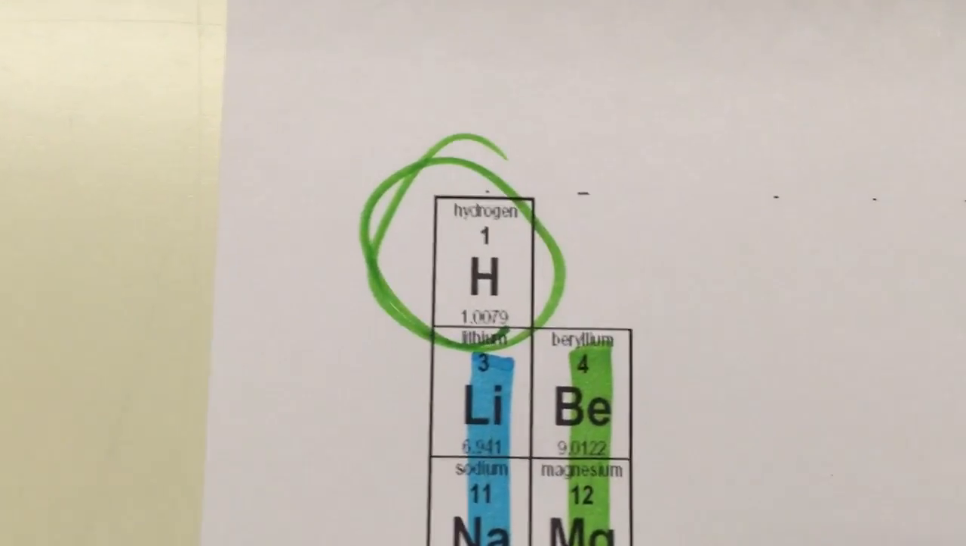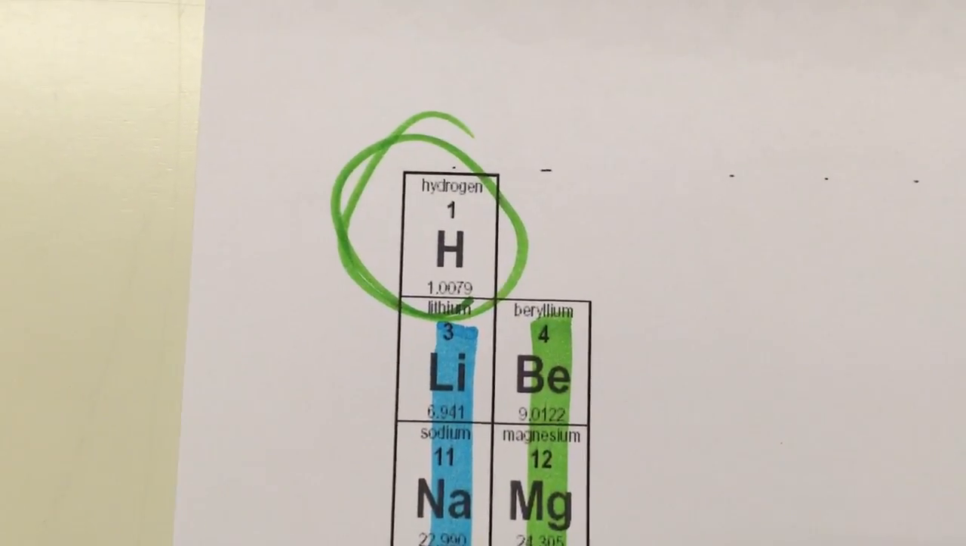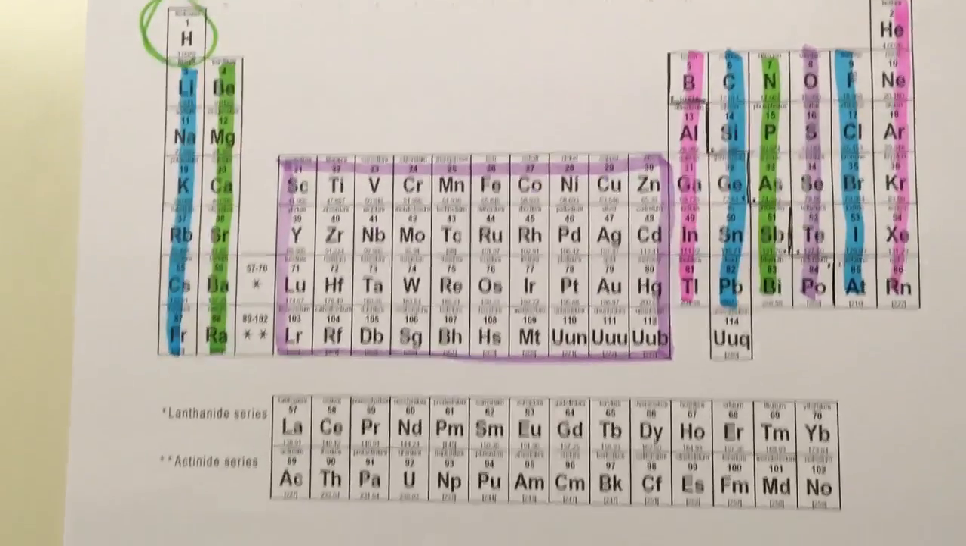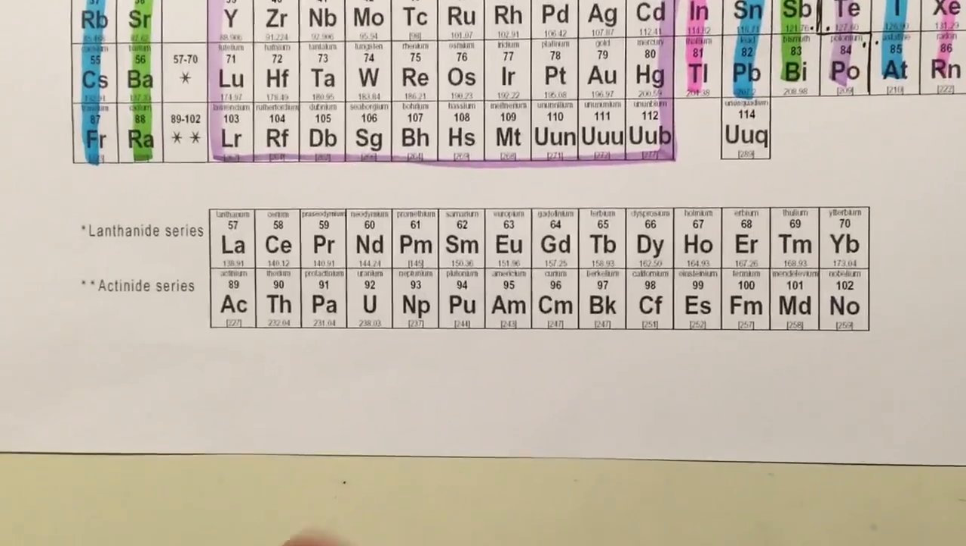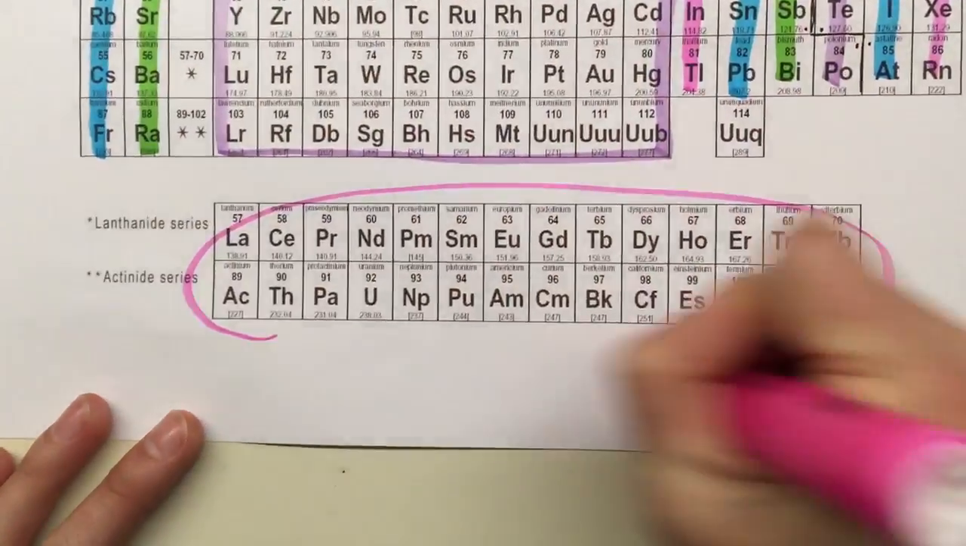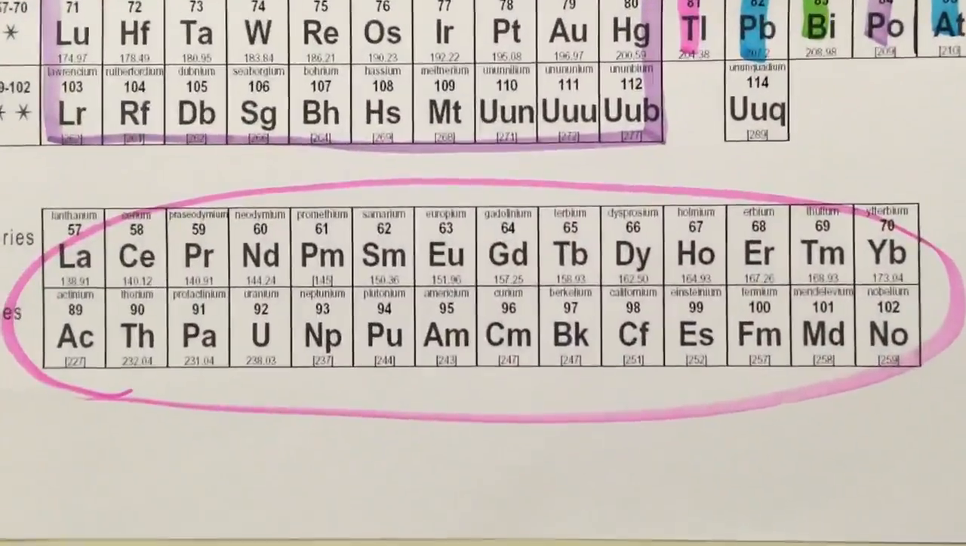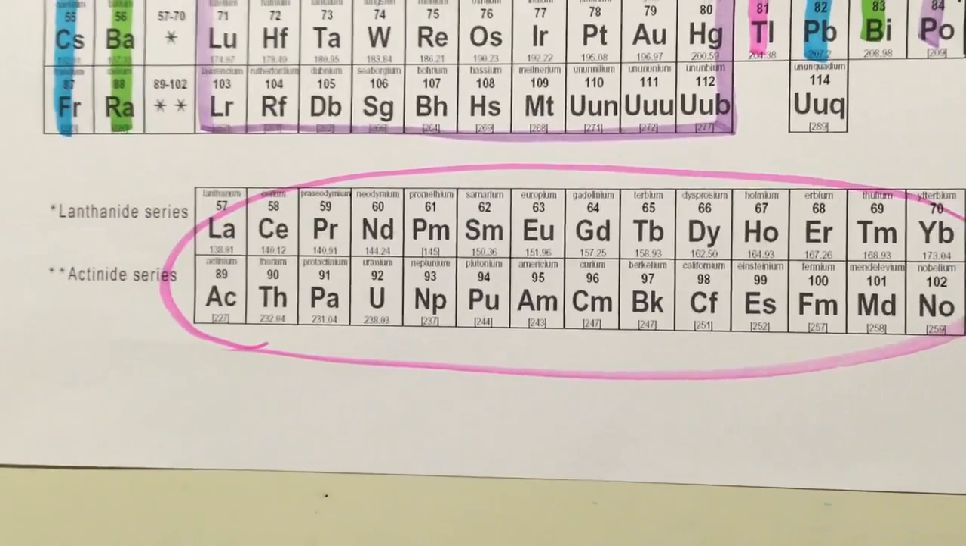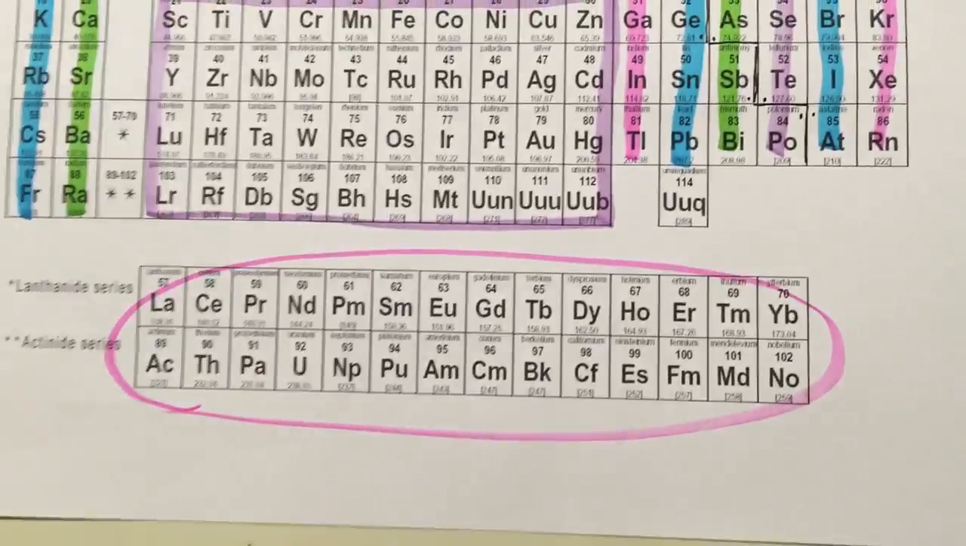It's very reactive, but it's in its own group because it's a nonmetal, and it's right above the first group, which are alkali metals. Down here, we have the actinide and lanthanide series. They are called the rare earth elements, and many of them are extremely unstable and exist for mere seconds in the lab.